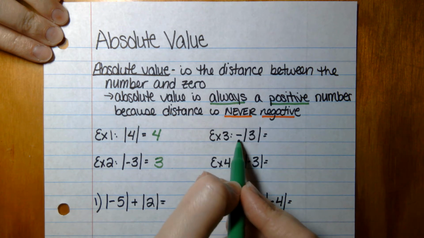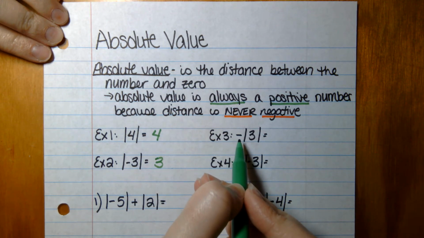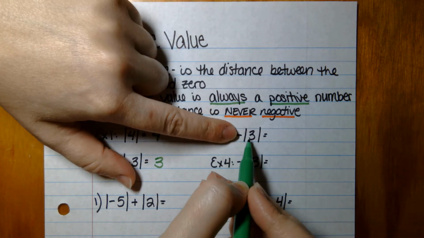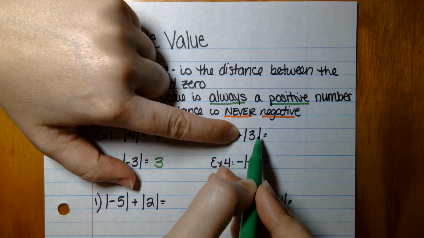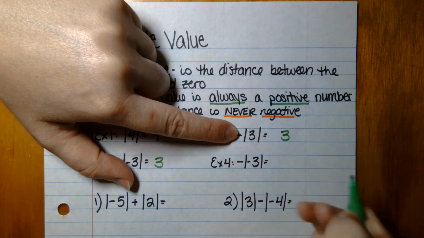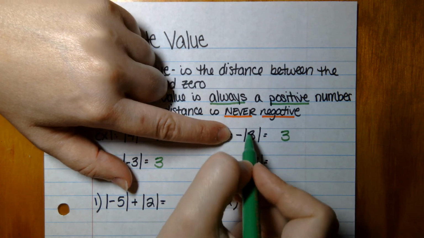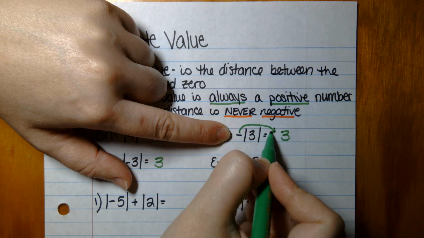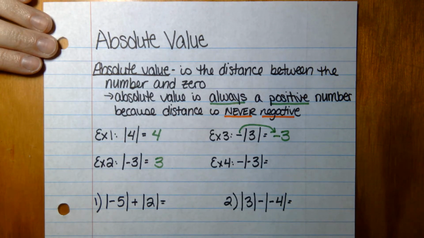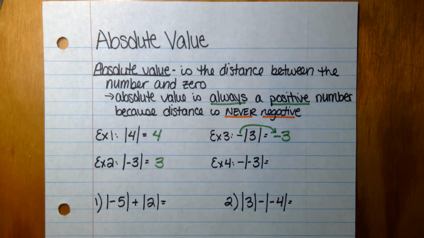If you look over here, you see that the negative is out in front of the absolute value. So we're going to work the absolute value first. So the absolute value of a positive 3 is still positive. But since my negative sign is on the outside, I still need to apply that to my number. So the answer for example 3 is going to be a negative 3.